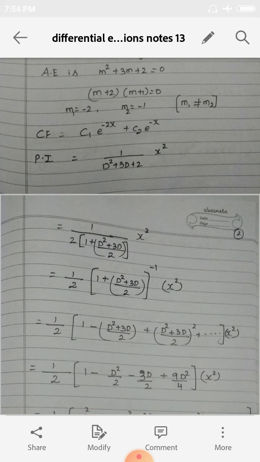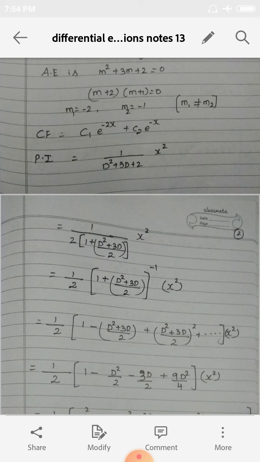Okay girls, now listen to the denominator. We have to make the denominator in the form of 1 plus x the whole power. We have to make the denominator in the form of 1 plus x. So first to see the denominator, take the constant 2 outside. So d square plus 3d plus 2. So take the constant 2 outside. So we get 2 into 1 plus d square plus 3d divided by 2.